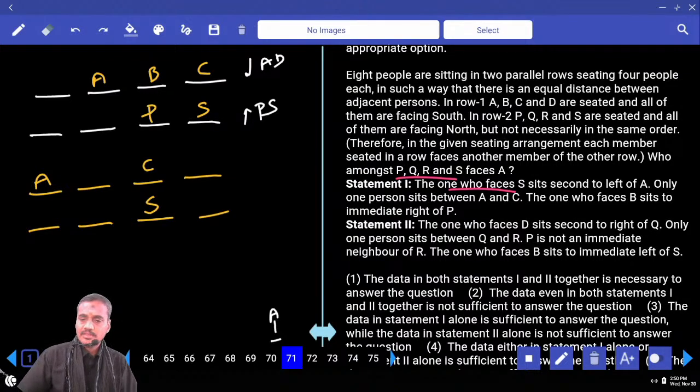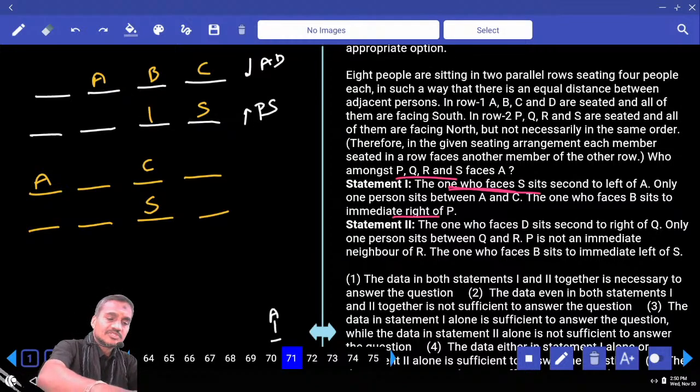And next. The one who faces S is seated second to the left of A, and only one person is between A and C. Statement 1: The one who faces B is to the immediate right of P. Now B must be here, P is here.